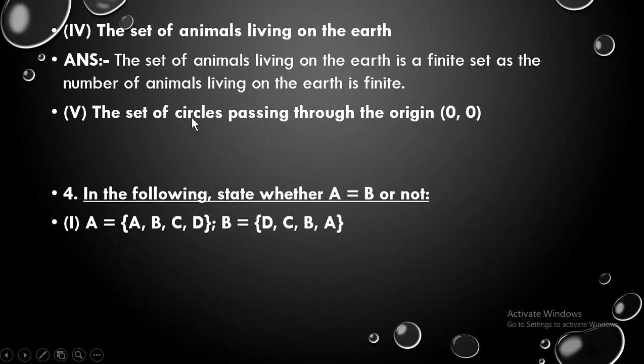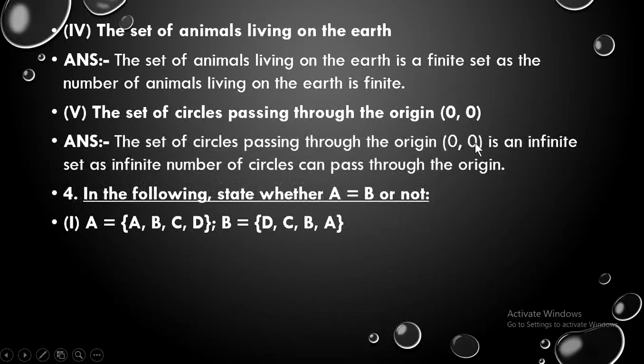Next one says the set of circles passing through the origin. Now over here it is an infinite set as the number of circles that can pass through the origin is again infinite. The origin is a point and as many circles can pass through that point as possible. So again, it is an infinite set.